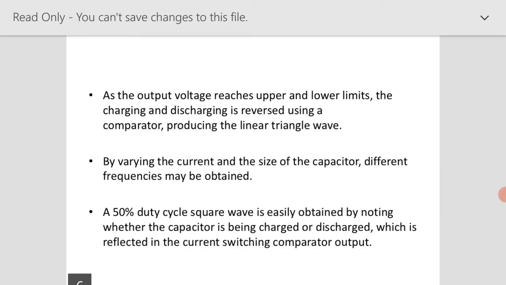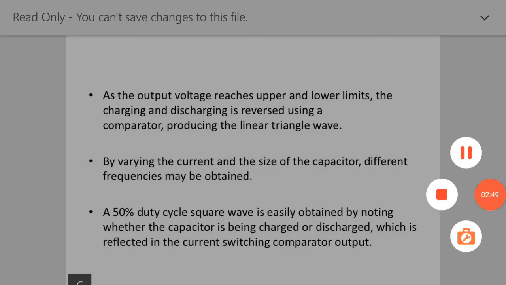As the output voltage reaches upper and lower limits, the charging and discharging is reversed using a comparator, producing the linear triangular wave. By varying the current and the size of the capacitor, different frequencies may be obtained. A 50% duty cycle square wave is easily obtained by noting whether the capacitor is being charged or discharged, which is reflected in the current switching comparator output.